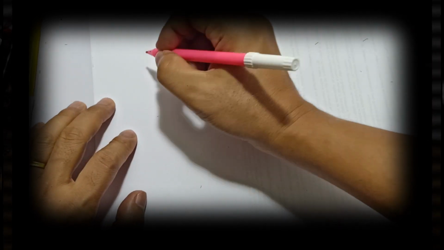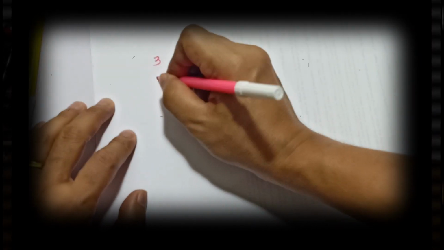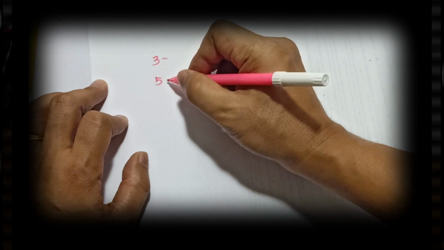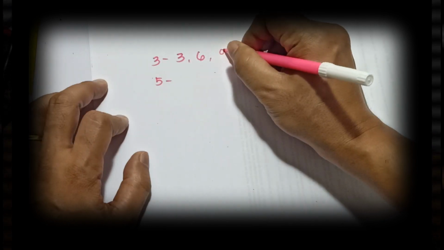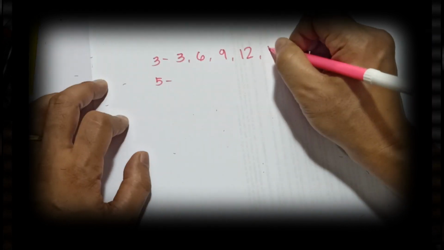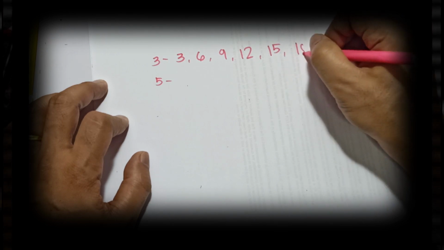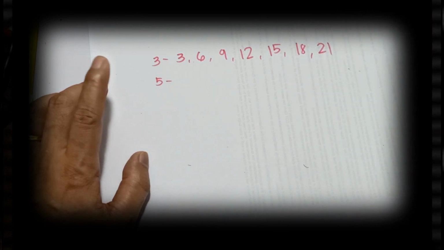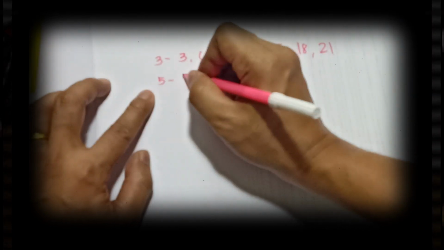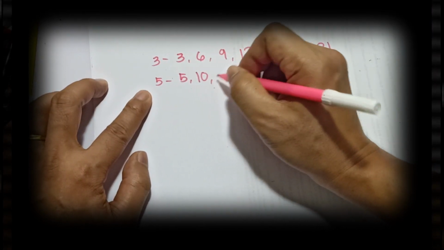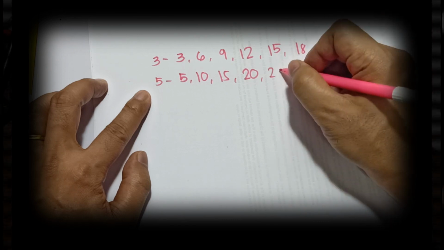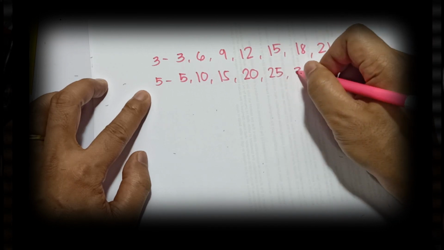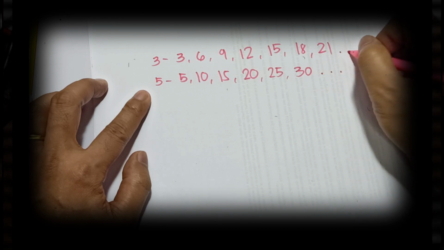Okay, let's take the multiples of 3 and 5. What are the multiples of 3? Let's start with 3, 6, 9, 12, 15, 18, 21. While the multiples of 5 are 5, 10, 15, 20, 25, 30, and so on and so forth.